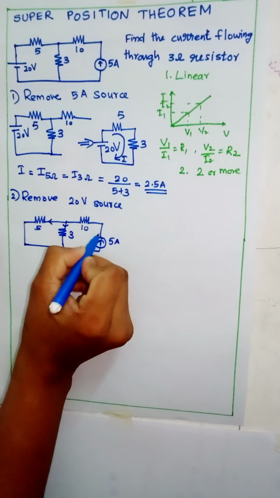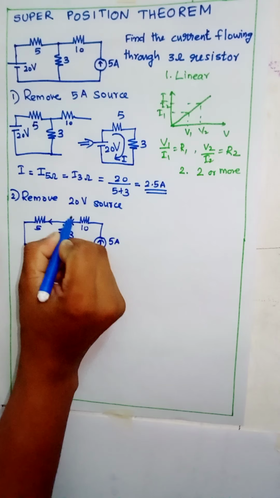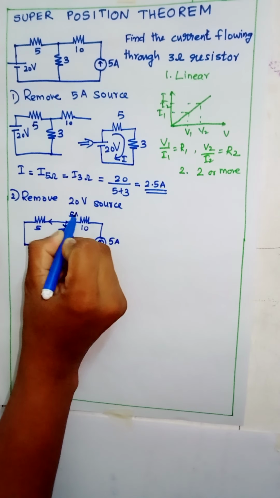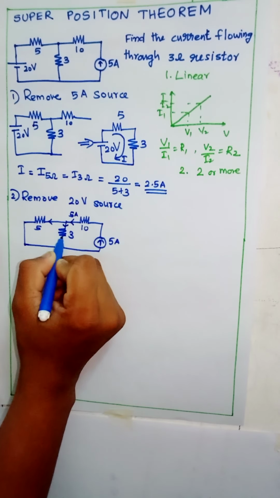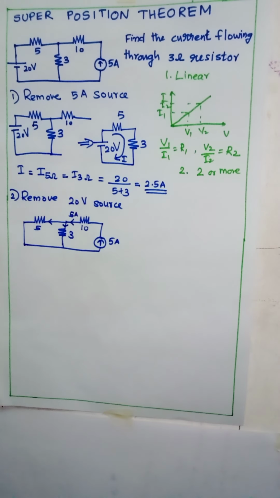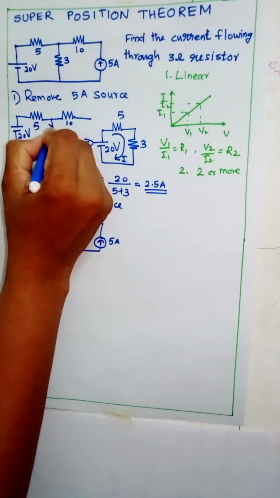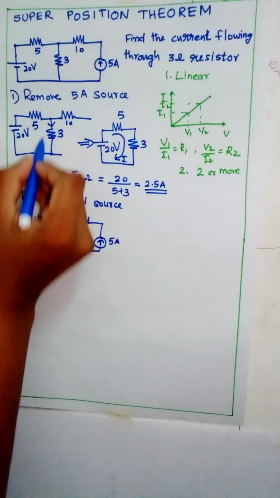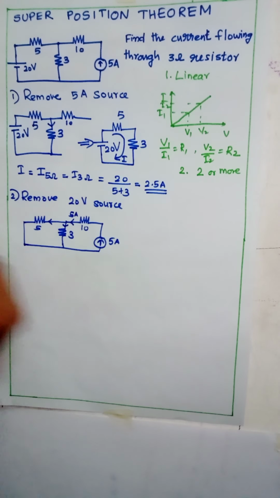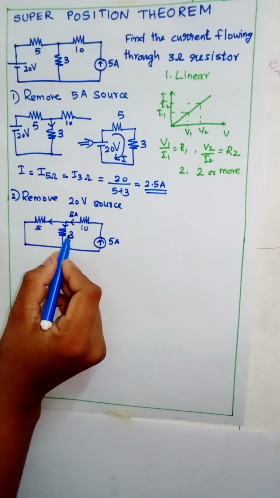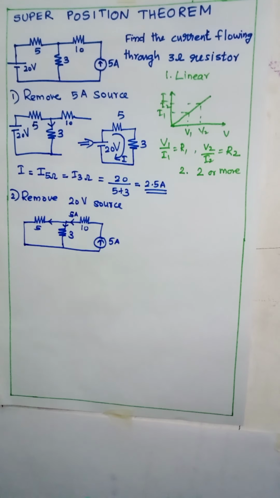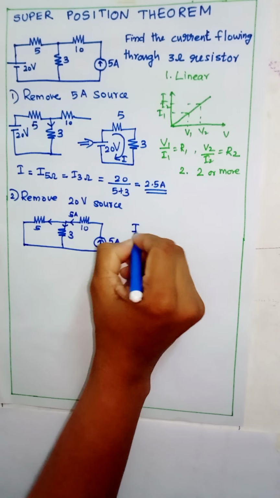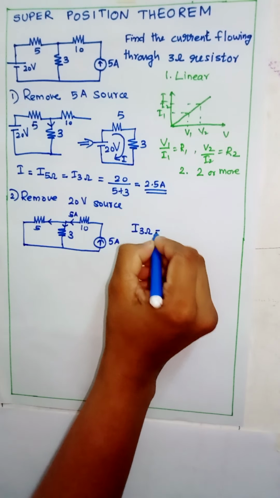The total current 5 ampere passes through 10 ohm resistor. So the current here is 5 ampere. It is divided into 3 ohm resistor and 5 ohm resistor. Our aim is to find the current flowing through 3 ohm resistor. In both the cases, current direction is downward. So to find the current flowing through 3 ohm resistor, we have to apply the current divider rule.